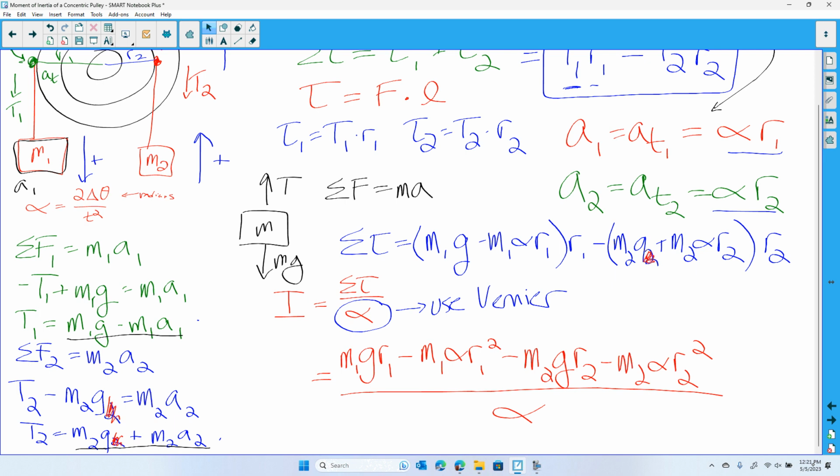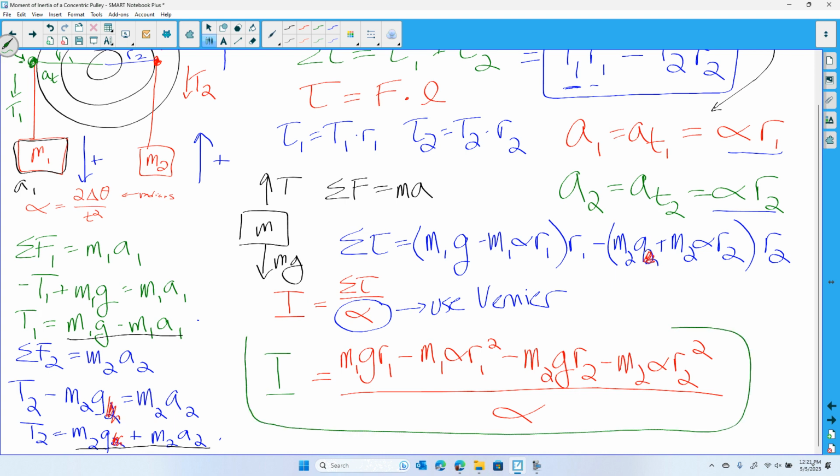So this is your job for today. If you have the data to first find the moment of inertia of the older concentric pulleys, great. But what's really important is that you walk out of here today with the moment of inertia of our new super fancy Vernier concentric pulleys, because we're going to use those on Monday to test some predictions.